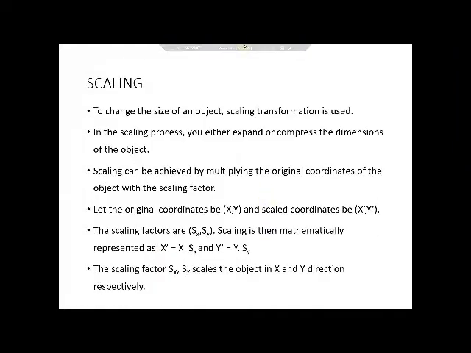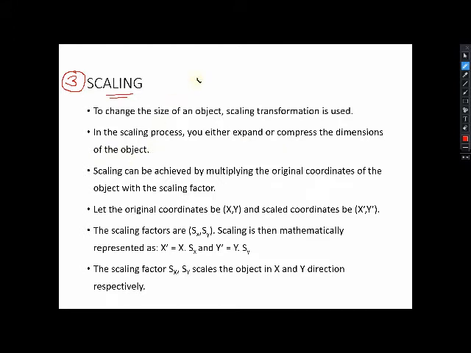Then the third type of transformation is scaling. Scaling means you are trying to increase the size of the object or decrease the size of the object. So changing the size of the object is generally called scaling. So scaling is the third type of transformation. In scaling you either expand or compress the dimensions of the object.